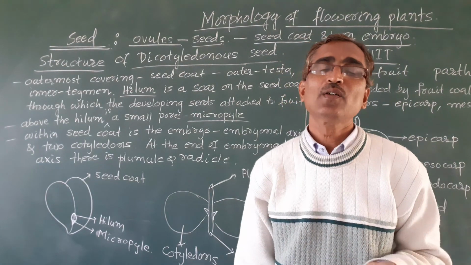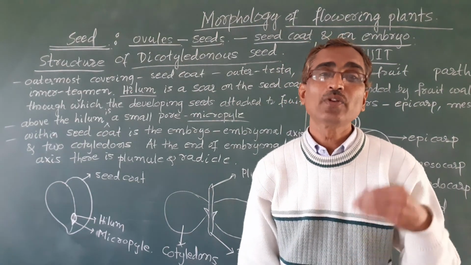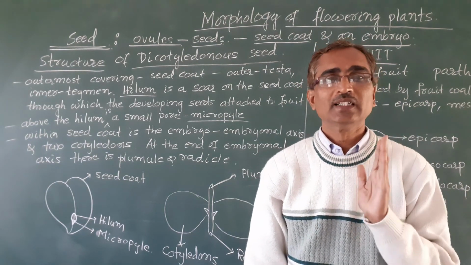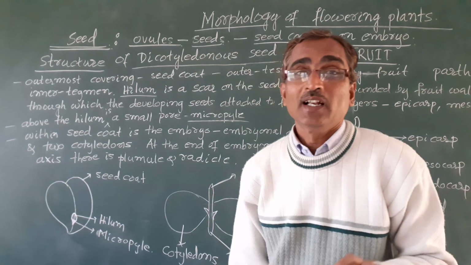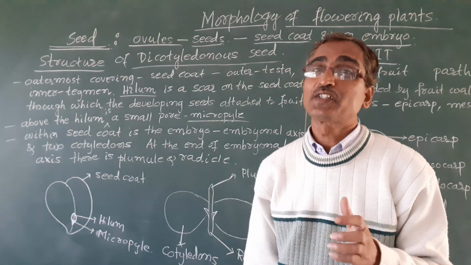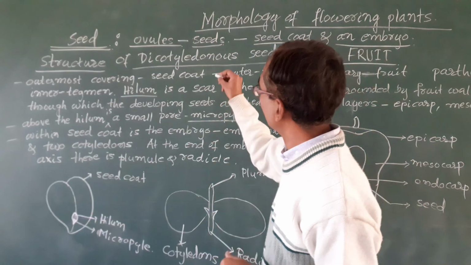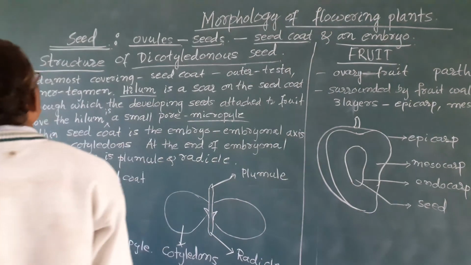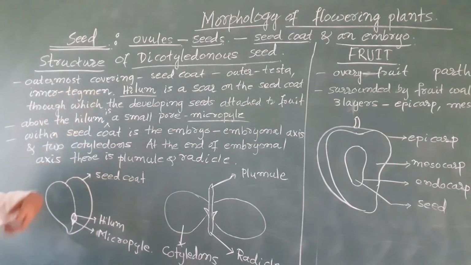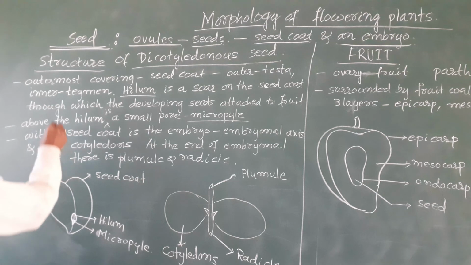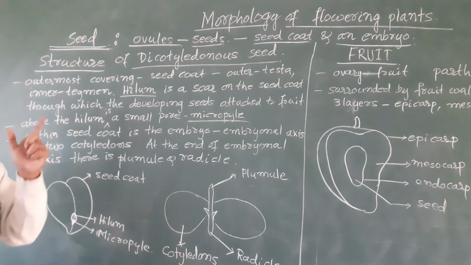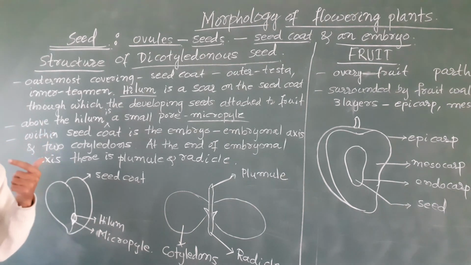After fertilization, the ovule develops into a seed and the ovary develops into a fruit. That is what we know. Then let us discuss the structure of a dicotyledonous seed. As we know, the seed has two parts. One is the seed coat and the other, within it, is the embryo.